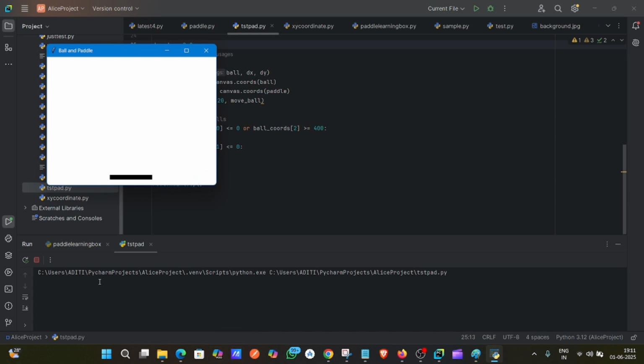Okay, see. Now the only thing is it is going below this bottom, because that is our game. We'll ensure that if it goes below that, we'll end the game. Okay, so let's do that later.